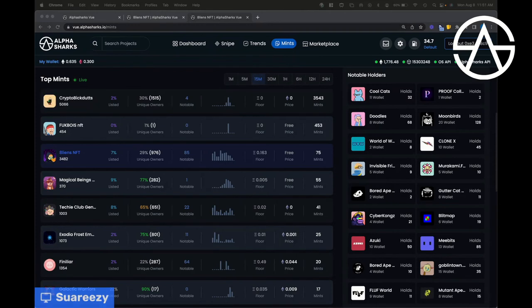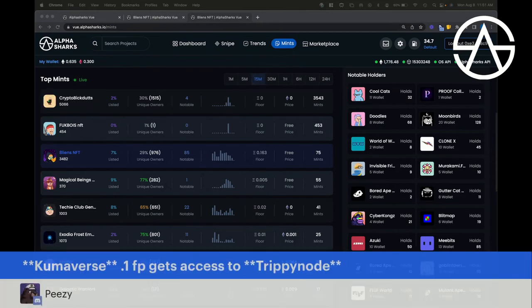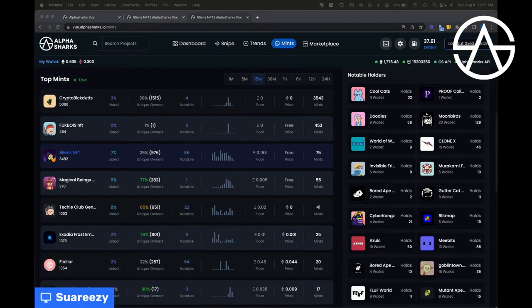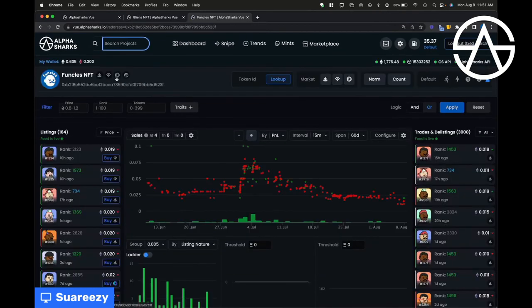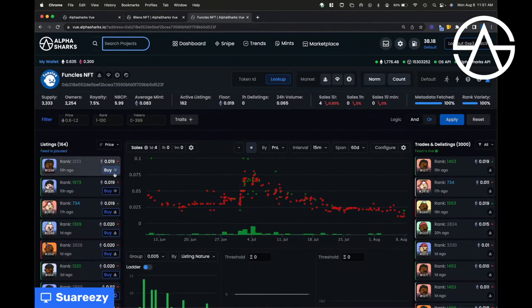Wind shark node, right? That would be nice. PZ Kumaverse 0.1 floor price gets access to Trippy node. Yeah, Trippy node's a good one. For some reason, I think Funkles gets access to Zapnode. I think I have one and figured that out like a week ago or something. So I don't know what their floor price is. Let's see. .01, look at that. I think for .01 you can get a node. So if you're trying to do that, I would double check this before anybody confirms and actually buys this up. I believe that's the case.